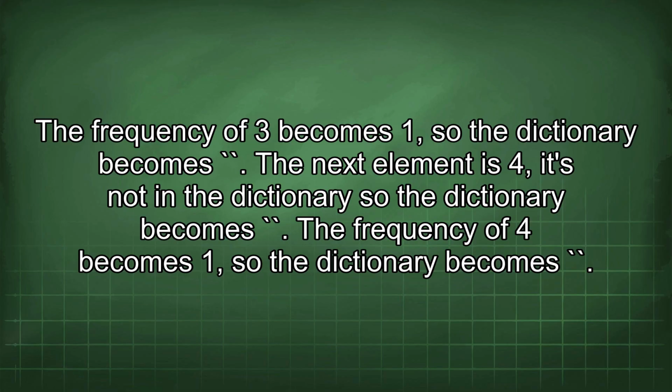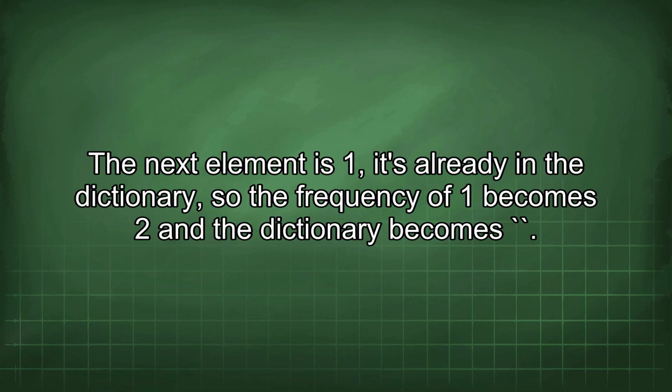The next element is 4. It's not in the dictionary, so the dictionary becomes {1: 1, 2: 1, 3: 1, 4: 0}. The frequency of 4 becomes 1, so the dictionary becomes {1: 1, 2: 1, 3: 1, 4: 1}. The next element is 1. It's already in the dictionary, so the frequency of 1 becomes 2 and the dictionary becomes {1: 2, 2: 1, 3: 1, 4: 1}. The next element is 2.